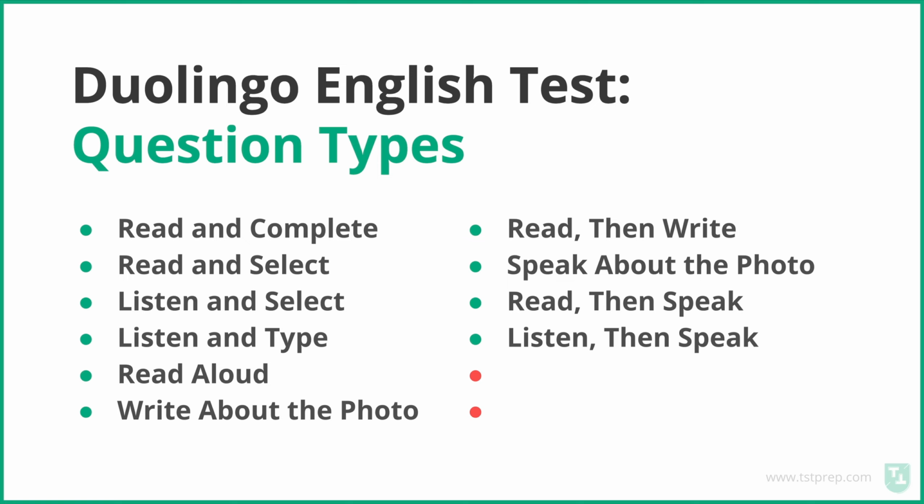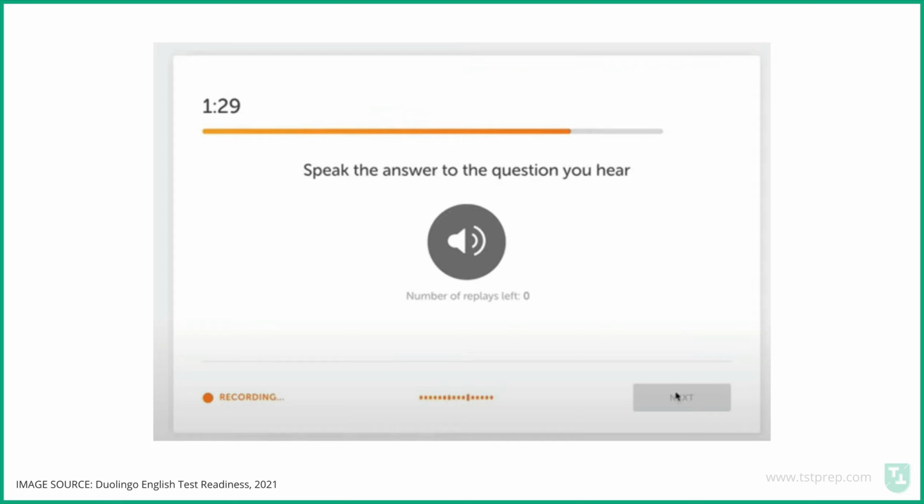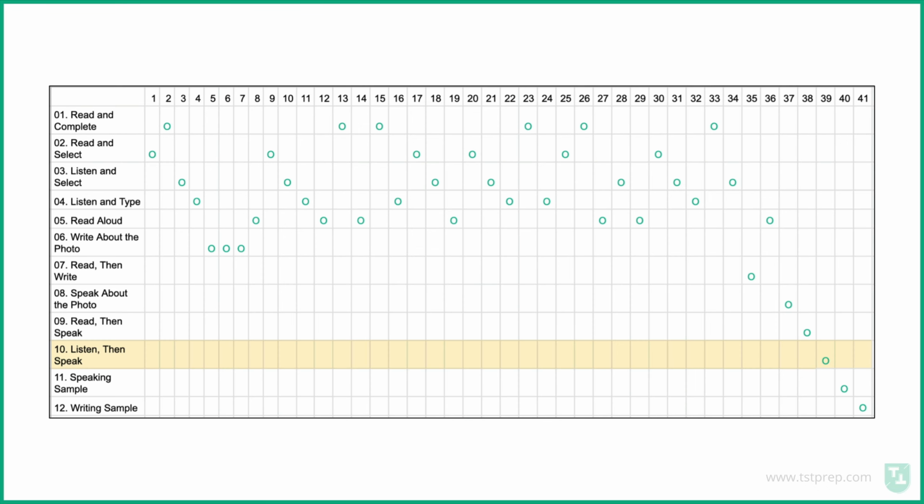Listen, then speak. Again, you listen and you speak. There's usually one simple question about your opinion. You have 30 to 90 seconds to speak, and it will come towards the end of the test. Those are the 10 question types that are graded.